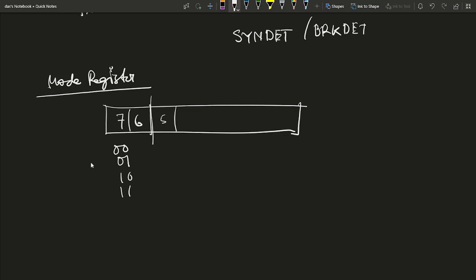Now bit 5 is for parity. If this is 0, this is odd parity. If this is 1, then it is even parity. Bit number 4 is parity enable. If this is 0, then parity is disabled. If 1, then parity is enabled.